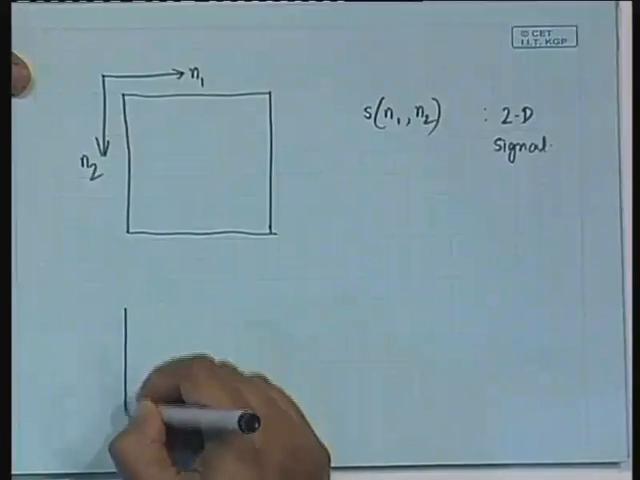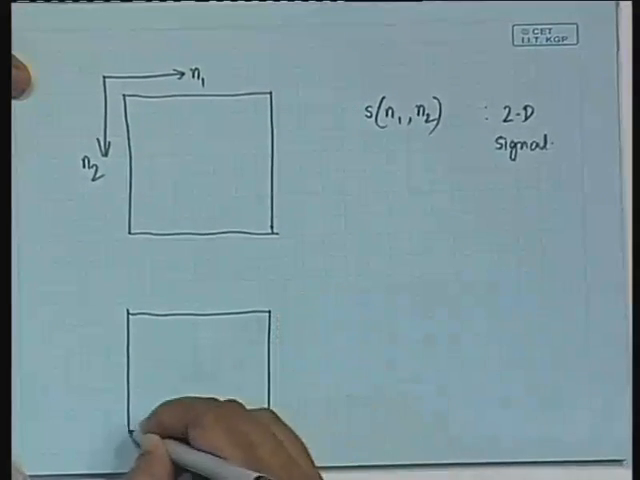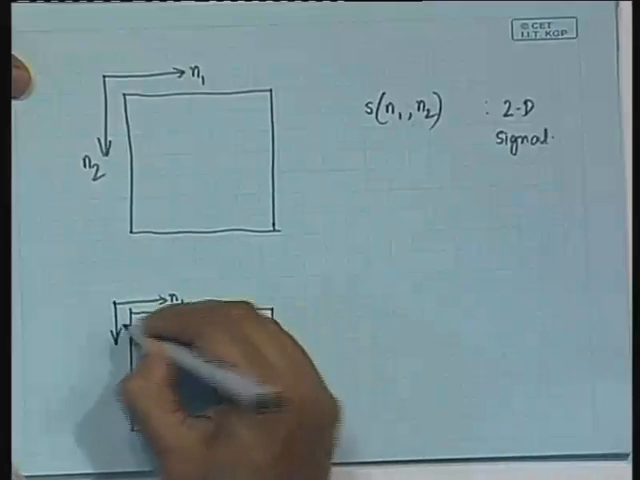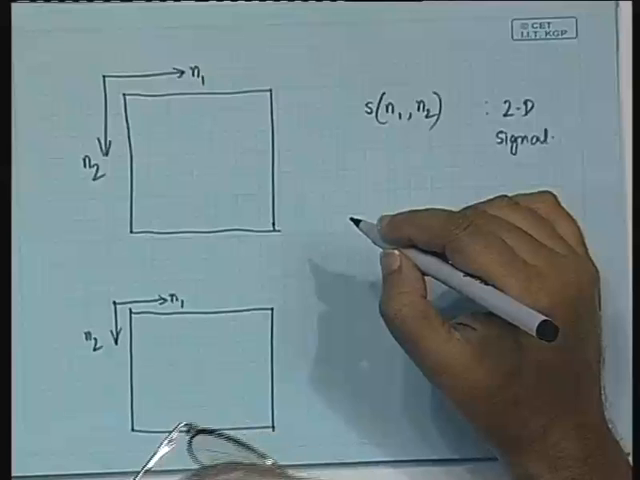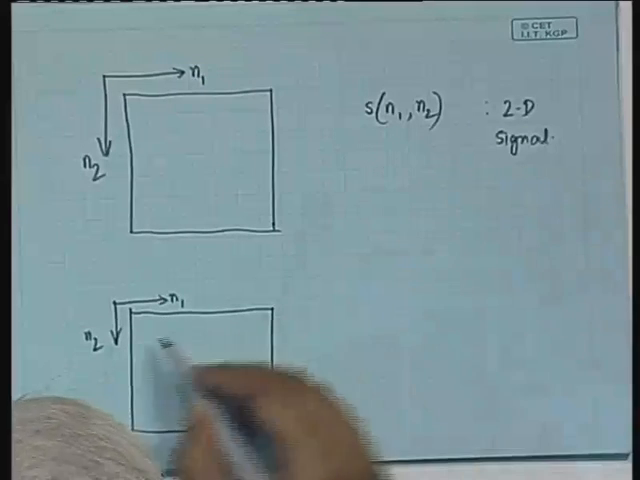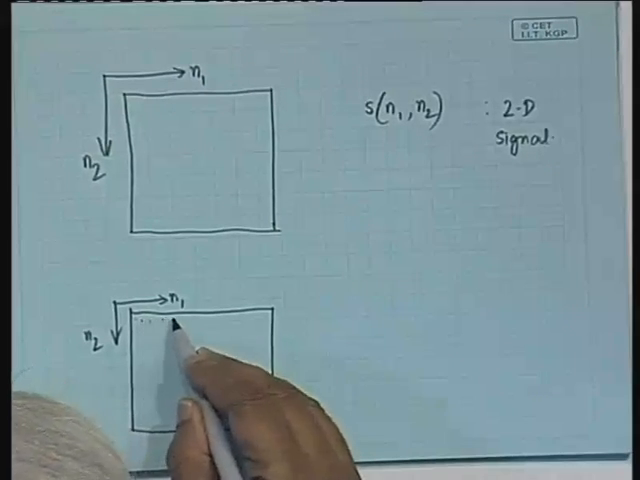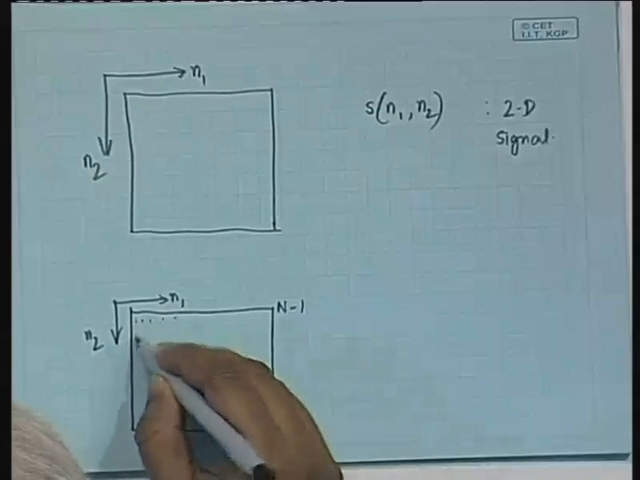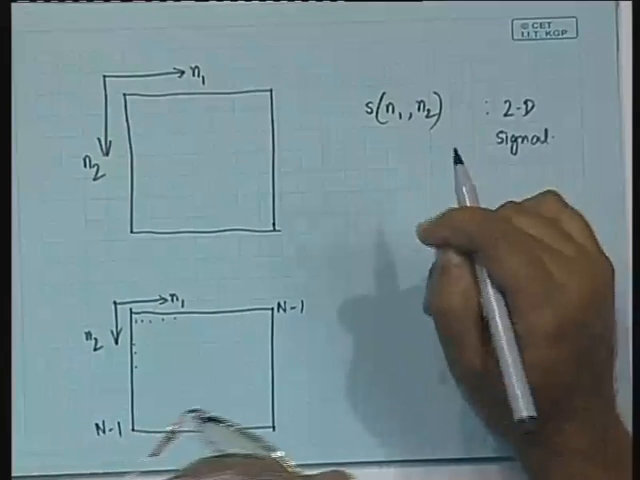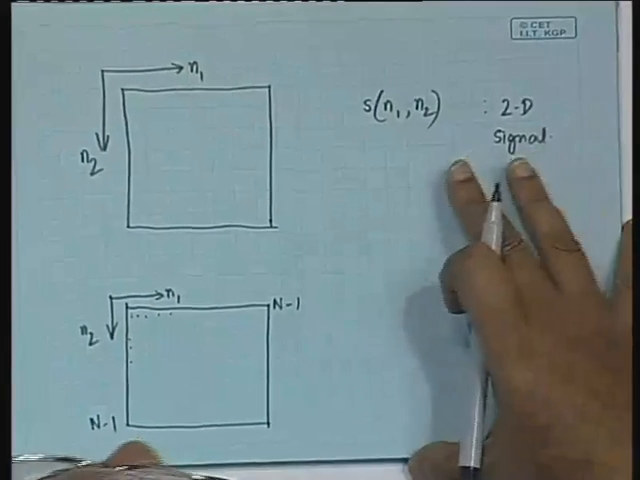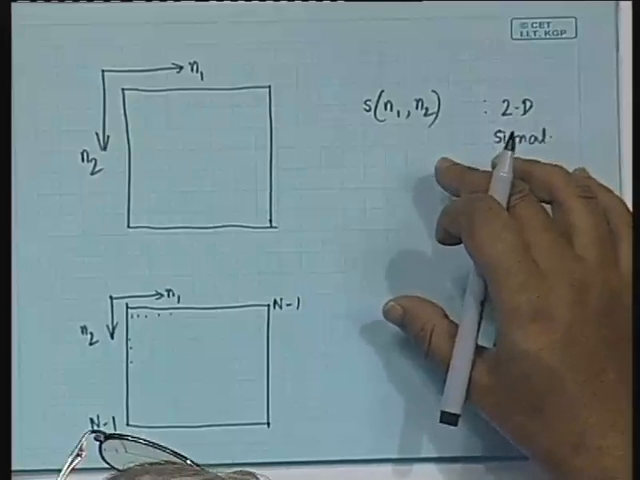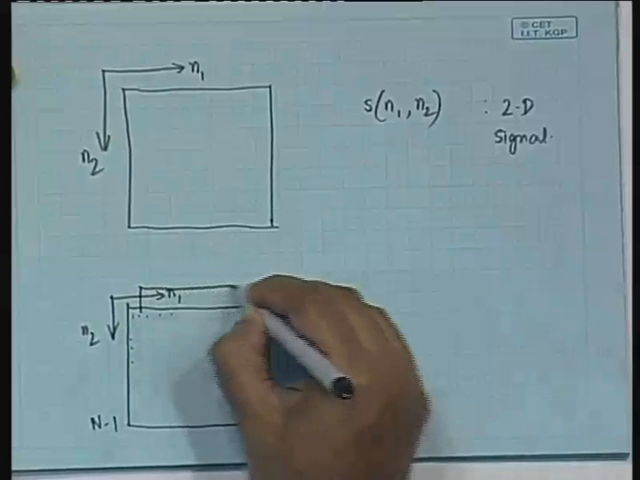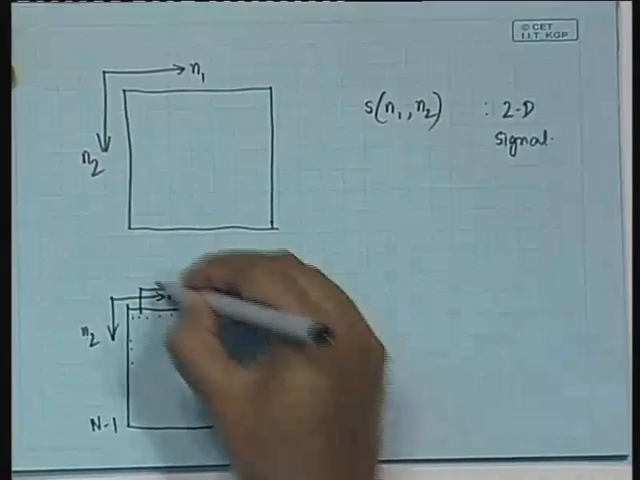So there we have one frame. Individually in the frame we have variability in the n1 and n2 directions. It will be sampled with n1 equal to 0, 1, 2, 3, 4 up to capital N minus 1, and in the n2 direction also 0, 1, 2, 3, 4 up to capital N minus 1. That means the image size is an N by N image size, and that composes a frame. But in the case of video, we have a sequence of such frames.